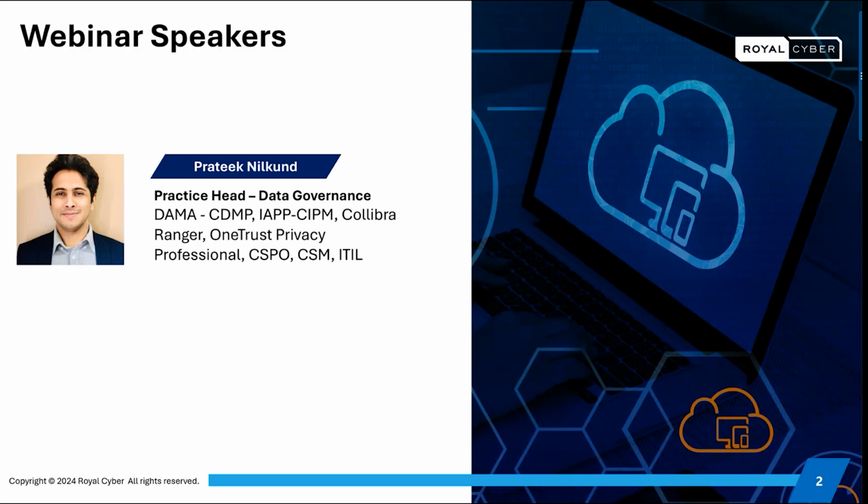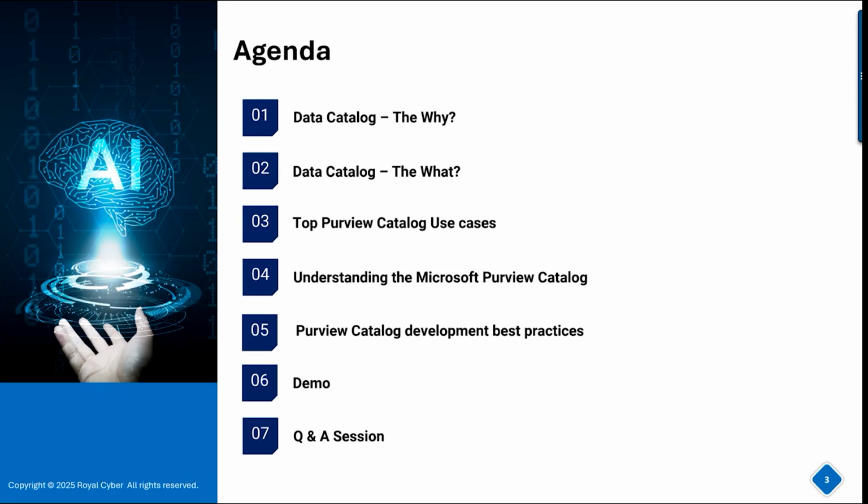So let's have a quick look at the agenda for today. We'll start with why organizations need a data catalog. Then we'll move on to what a data catalog is and how it works. Thirdly, we'll do a deep dive into Microsoft Purview catalog and its capabilities, looking at top use cases where Purview makes a significant impact. Then we'll look at best practices for developing a robust data catalog. Then I'll do a live demo of Microsoft Purview catalog in action, and then we'll wrap up with a Q&A session.